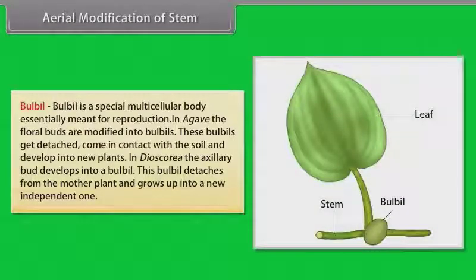Bulbil. A bulbil is a special multicellular body essentially meant for reproduction. In Agave, the floral buds are modified into bulbils. These bulbils get detached, come in contact with the soil, and develop into new plants. In Dioscorea, the axillary bud develops into a bulbil. This bulbil detaches from the mother plant and grows up into a new independent one.